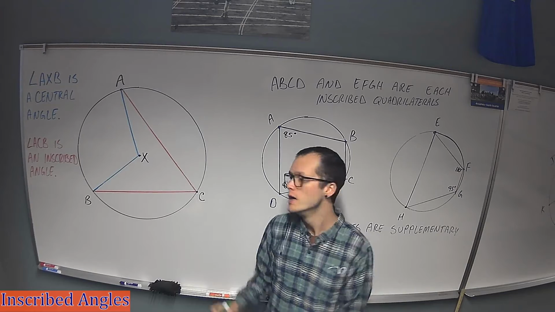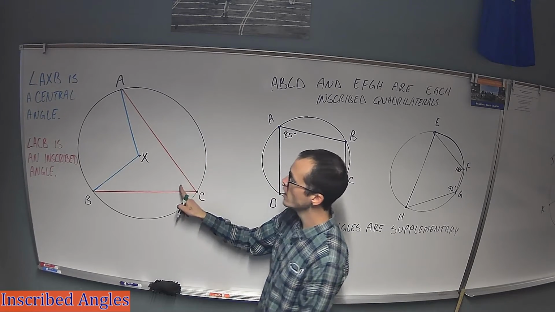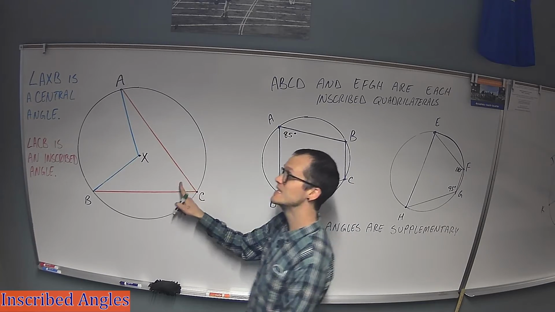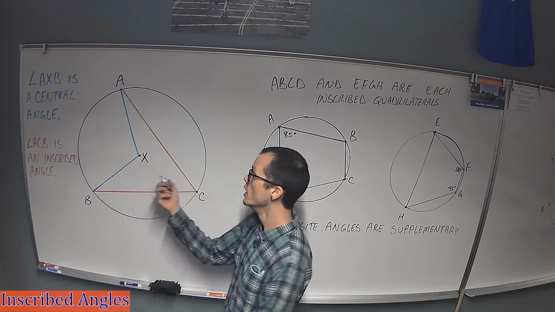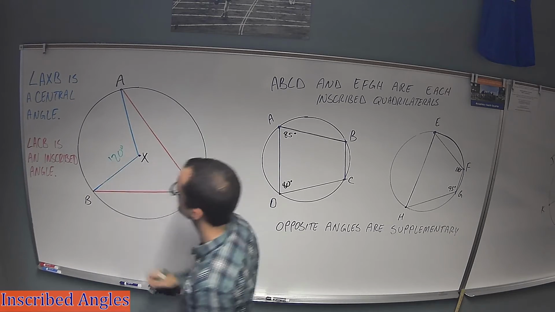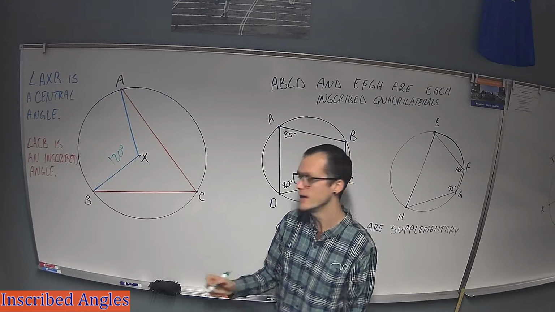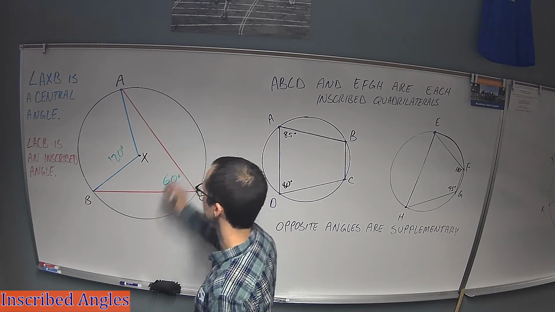That is crucial. The relationship between these two things, here's the new stuff, is that the measure of this red angle, the inscribed angle, is exactly half that of the central angle. So, for example, say that this angle over here is 120 degrees. That means that the inscribed angle is exactly half that angle measure, so it must be 60 degrees.